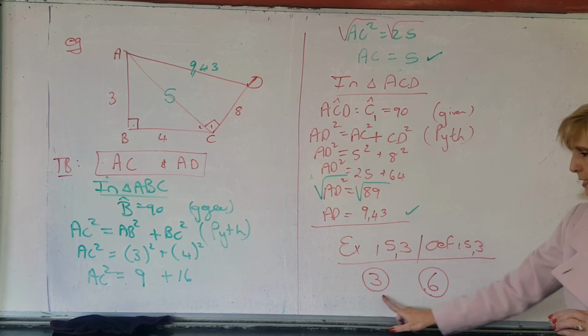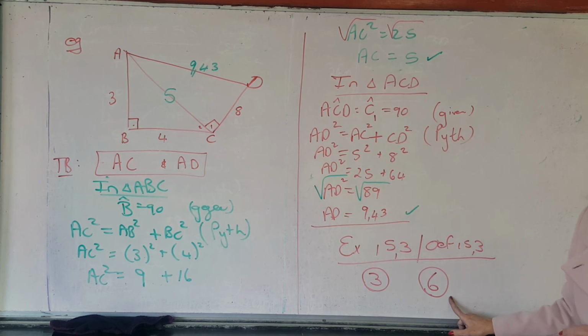One sum has to be worked out. And then this is one like the example where there are 2 triangles and you've got to work out more of the sides.